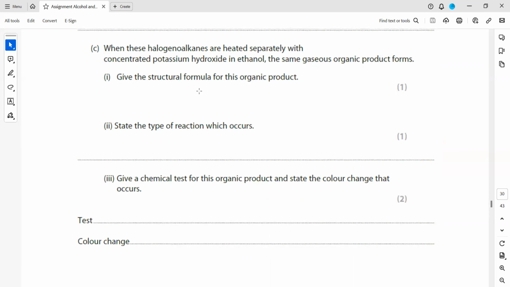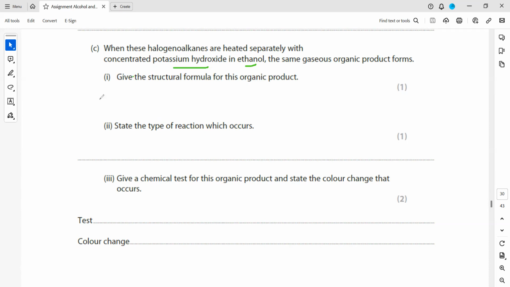Then in part C, when halogenoalkanes are heated separately with concentrated potassium hydroxide in ethanol, meaning an alcoholic medium, it will undergo an elimination reaction. The same gaseous organic product is formed. Give the structural formula of this product. So when potassium hydroxide is added to halogenoalkane, it will undergo elimination reaction. In all the cases, it will produce a butene gas. Why will it produce it?